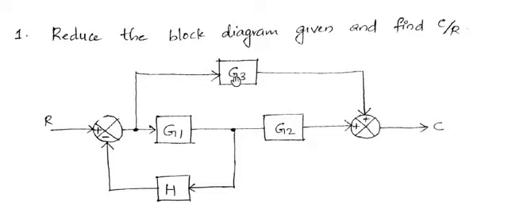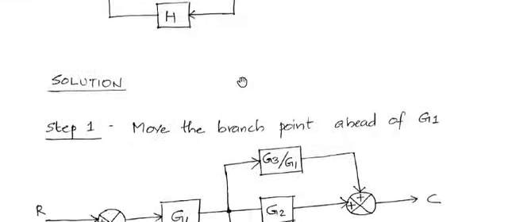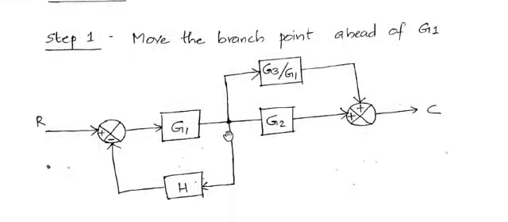So how do we obtain Y from YG1? Definitely YG1 by G1. So we have to divide by G1, and that division by G1 should be applied to this block. So instead of G3, if I shift this branch point to this point, the G3 gain will now become G3 by G1. I have shifted the branch point from this point to ahead of G1, and then the G3 gain becomes G3 by G1.